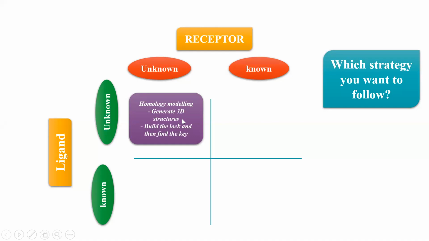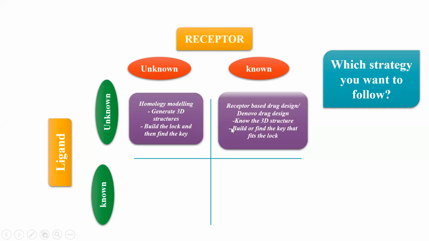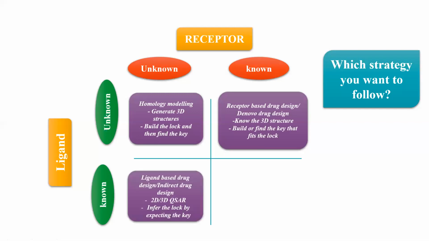What is the second option? Here you have the receptor macromolecule and its structure, but unfortunately you don't know the structure of a ligand. You don't know which ligand you want to work with. So what you can do is build or find the key that will be able to fit the lock. That is called receptor based drug design, or de novo drug design.